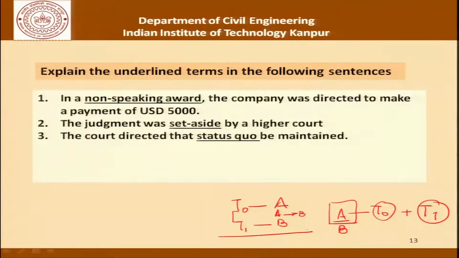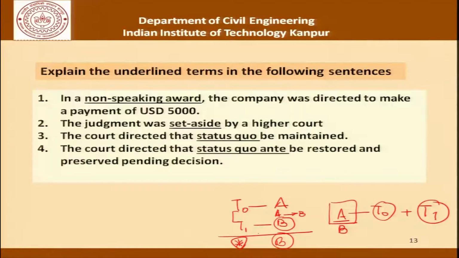Now, if the matter goes to court at this point beyond T1 and the court directs that status quo be maintained, who continues to stay in the house? B continues to stay in the house, because at this point in time, who is the actual occupant? B. And therefore, if the court directs that status quo be maintained, B continues to be the occupant.